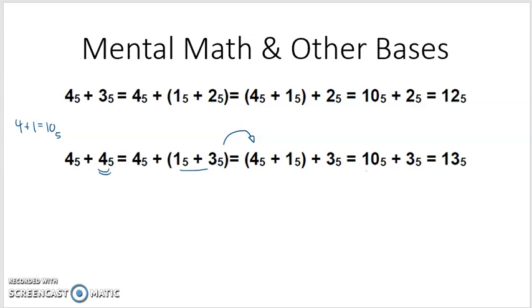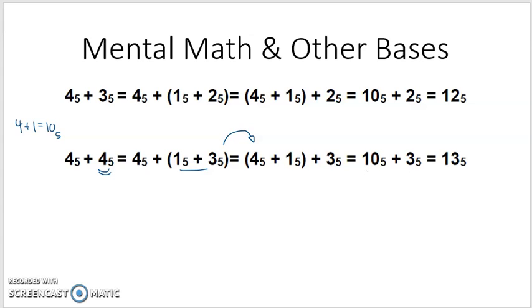Okay? Because 4 plus 1 is, again, 5, which is 1 five and 0 ones. 10 plus 3, well, that's something that is pretty easy to do. That's the same as in any base. That's 13 base 5. So you might find that this application of number properties is helpful with other bases. So let's work one more.